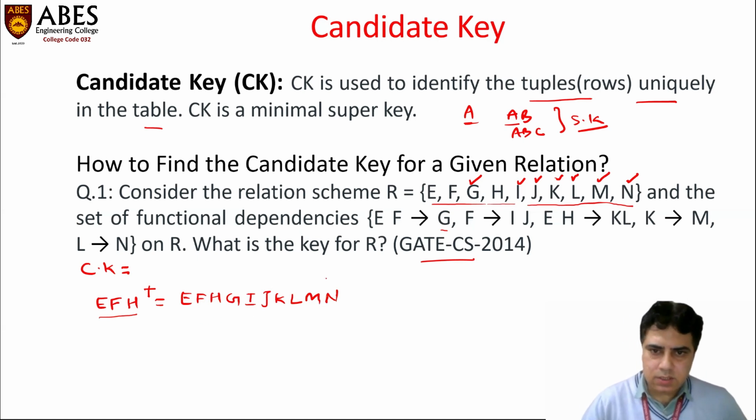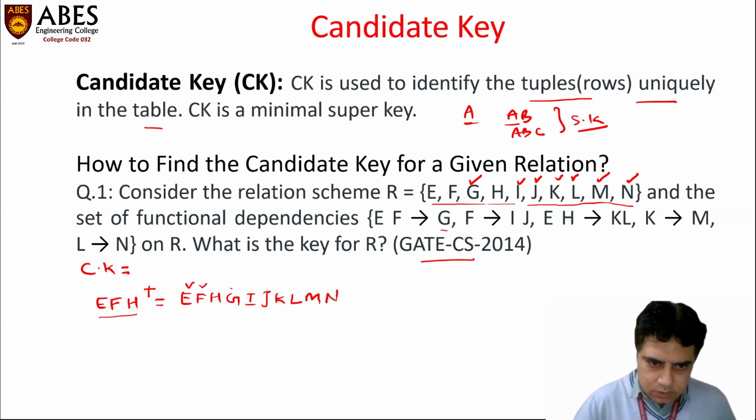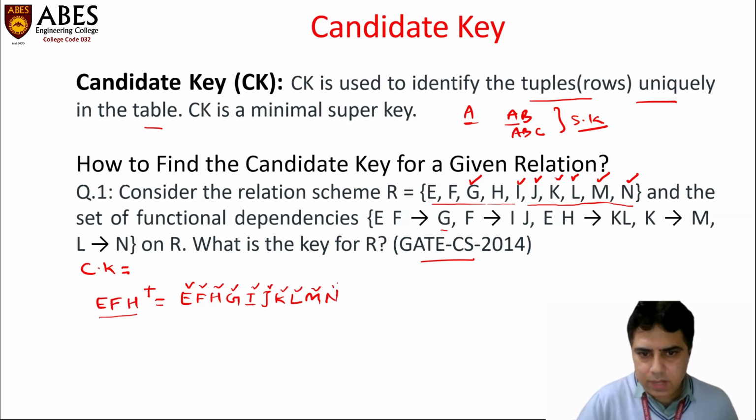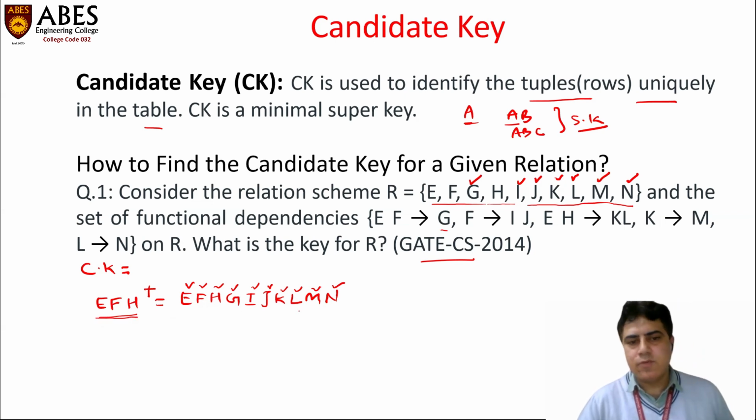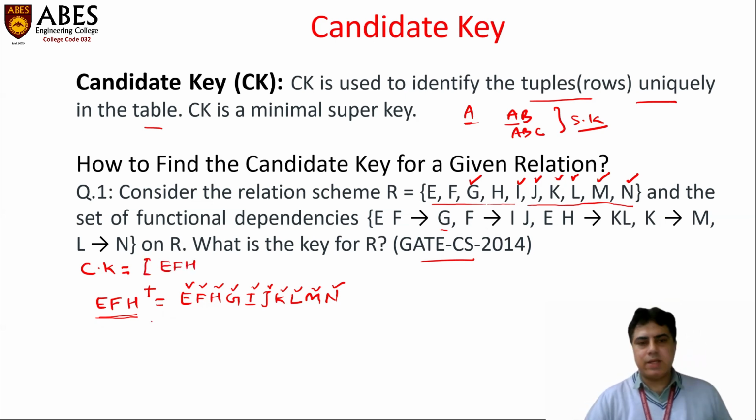Let us check whether all the attributes of relation R can be determined from EFH. Yes: E, F, G, H, I, J, K, L, M, and N. Yes, from the attribute closure of EFH, we can determine all the attributes of the relation R. So we can say that EFH is the candidate key.